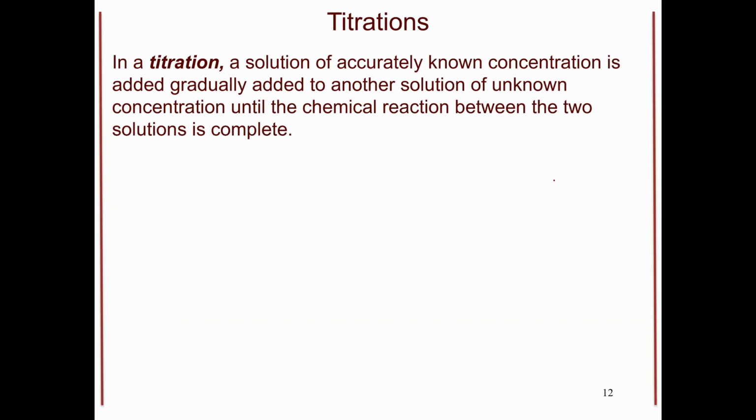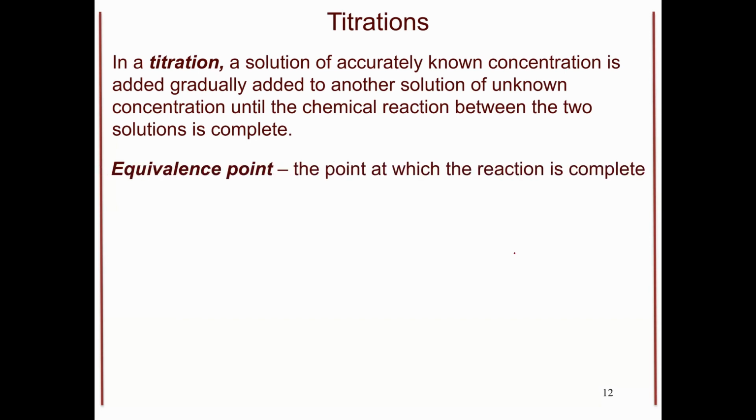So now let's talk about the major acid-base reaction, and that is the titration. In a titration, a solution of accurately known concentration is added gradually to another solution of unknown concentration until we know that the reaction is complete. So what we are looking for is the equivalence point. This is the point in which the reaction is complete.